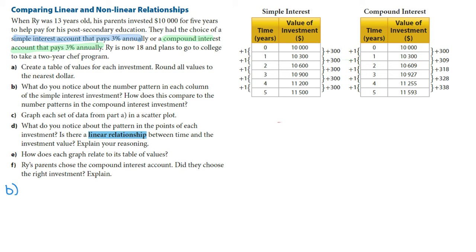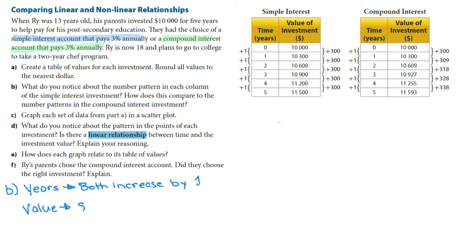Okay. So the question says, what do you notice about the patterns in each column for both investments? So let's look at the years. So what's happening to the years in each table? So for each table, the number of years increase by 1. So they both go up by 1. But when we talk about the value of the investment, it is different for each table.